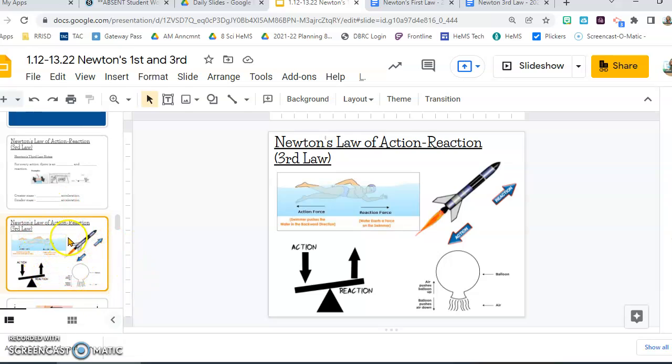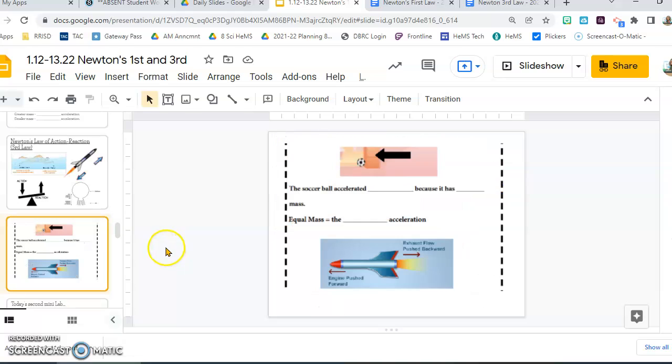So here are some Newton's laws pictures: teeter-totters, action, reaction, equal and opposite. Here's a rocket ship. We have to have enough action here, the engine, to push the rest of the rocket. A swimmer, same thing. So the soccer ball accelerates to the left because it has less mass than the force that's acting on it. So with equal mass, the greater the force, the greater the acceleration. We have to have at least the same force or better so that we can push that.